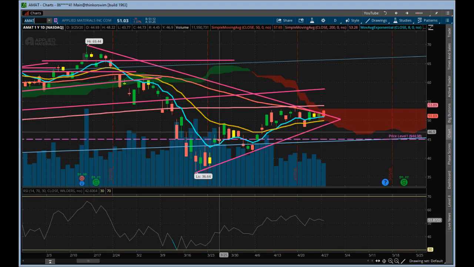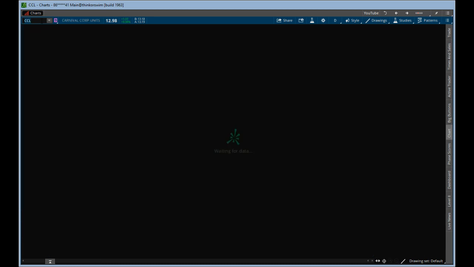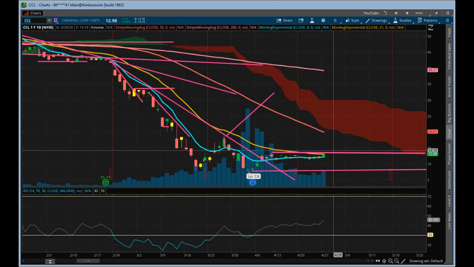Let's take a look. I tried to get above it, gapped above these levels right here, and came right back into the triangle range. So that's a little bit of a dud there today. CCL, we just looked at, right? It's still in this range right here, but it's definitely showing some interest today.